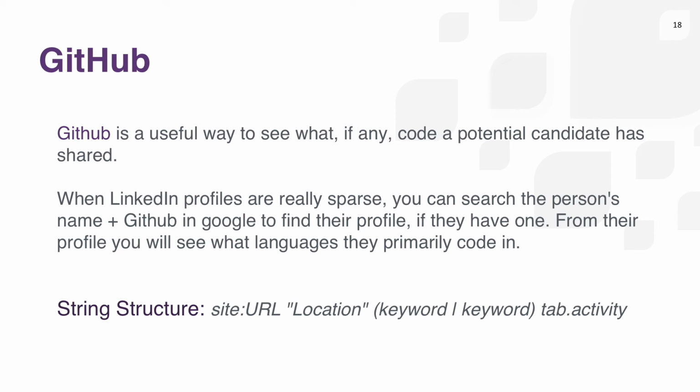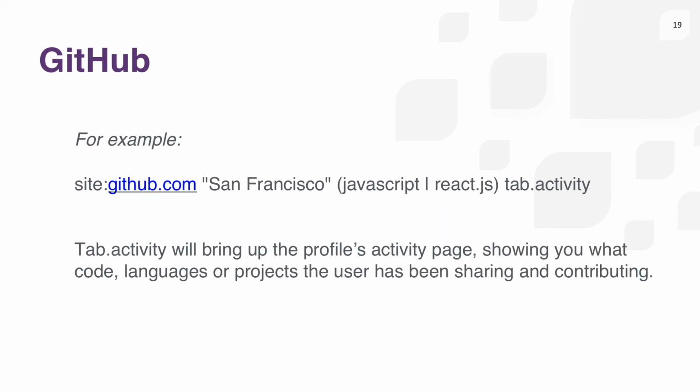The string structure for our Xray search on GitHub is site: URL, quotations location, parentheses keyword, vertical line keyword, tab.activity. So for example, I would type in site:github.com, quotation mark San Francisco, and then in the parentheses I would list the keywords I would be looking for. In this case, JavaScript, vertical line, and React.js in parentheses, and then tab.activity. Tab.activity will bring up the profile's activity page, showing you what code, languages, or projects the user has been sharing and contributing. Now that's finding candidates in the digital world.